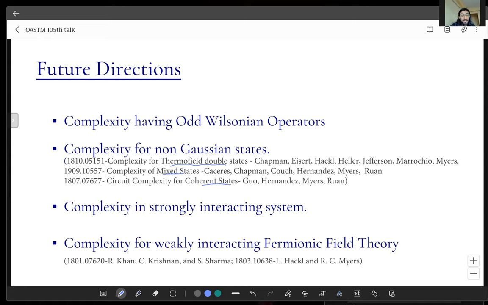Also, these are all weakly coupled, but in the original proposals, the CFT is strongly coupled. So if you want to understand the holographic proposals very nicely, we need to develop the formalism to understand complexity in strongly interacting fields. Also, the work which we did was for bosonic fields, so we could also study complexity for weakly interacting fermionic field theories. For free fermionic field theories, these two good papers have done the work. But if they are weakly interacting, then what is the scenario for complexity? So these could be the future directions.